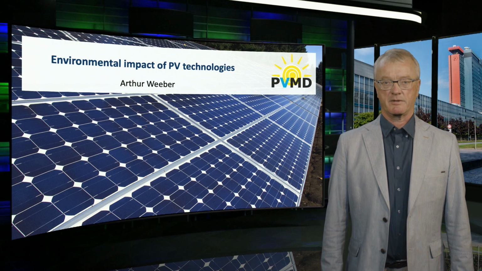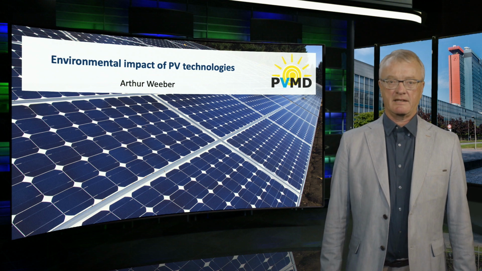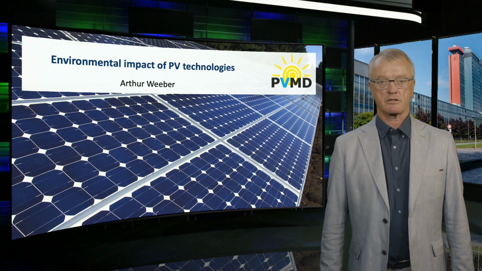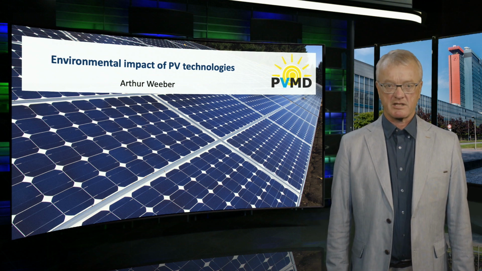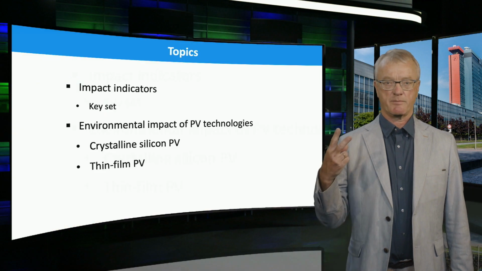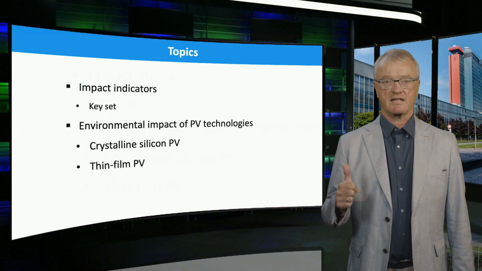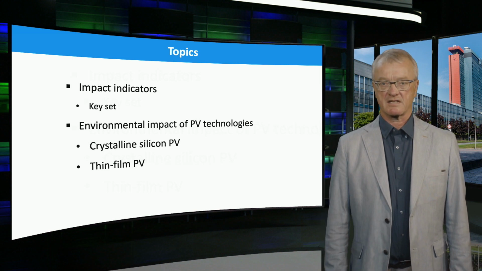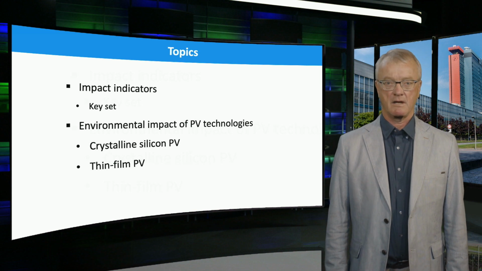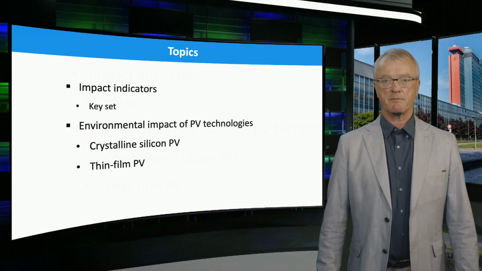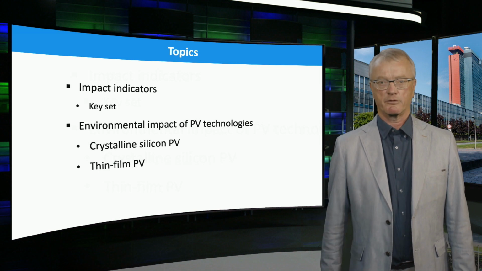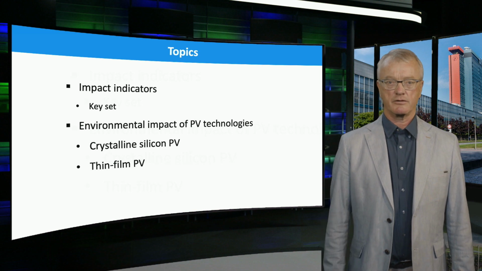Following the life cycle assessment (LCA) methodology, the environmental impact of different PV technologies can be obtained. Today, we shall show some comparative results from a specific case study. Two aspects will be covered. Firstly, a key set of impact indicators, and secondly, the environmental impact of both crystalline silicon and thin film PV technologies. Of course, the environmental impact of PV is minimal compared to conventional fossil fuels. However, by performing an LCA analysis, we can learn several critical aspects and how to minimize them.